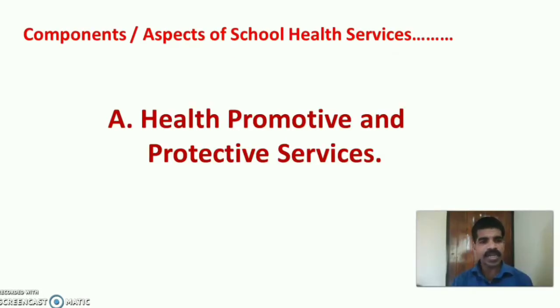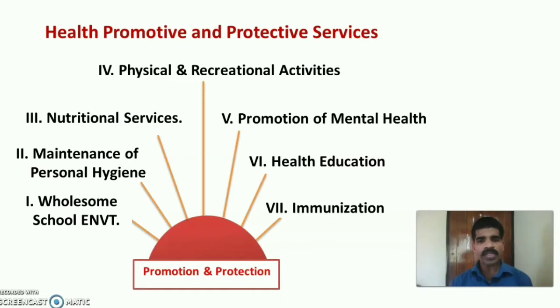So let us discuss in detail the components or aspects of school health services. The first part is health promotive and protective services. Health promotive and protective services include 7 different categories of services. First is wholesome or healthful school environment, maintenance of personal hygiene, nutritional services, physical and recreational activities, promotion of mental health, health education and immunization. Let us discuss in detail one by one.